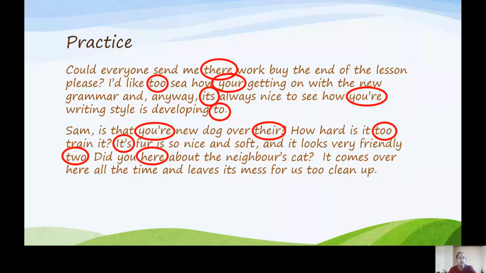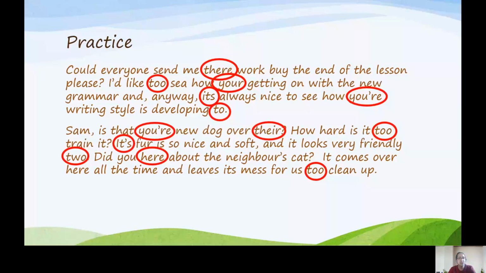Did you hear about the neighbour's cat? This is an action with your ears, not a place, so it should be "hear". And the last one, to clean up. It should be an infinitive, so "to".